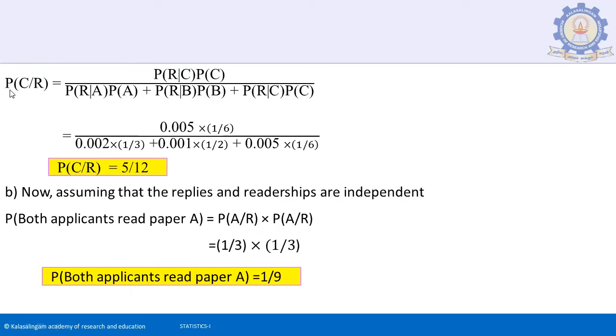Then P of C given R is equal to P of R given C into P of C, divided by the total, using Bayes theorem. Substitute the values and you get the answer 5 by 12. Second case, we assume that the replies and readership are independent. Both applicants read newspaper A: the probability is P of A given R into P of A given R, which is 1 by 3 into 1 by 3, so the answer is 1 by 9.